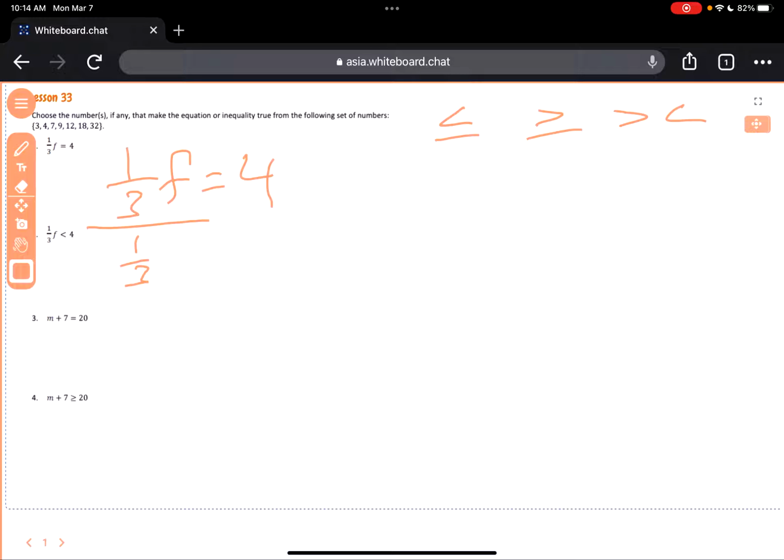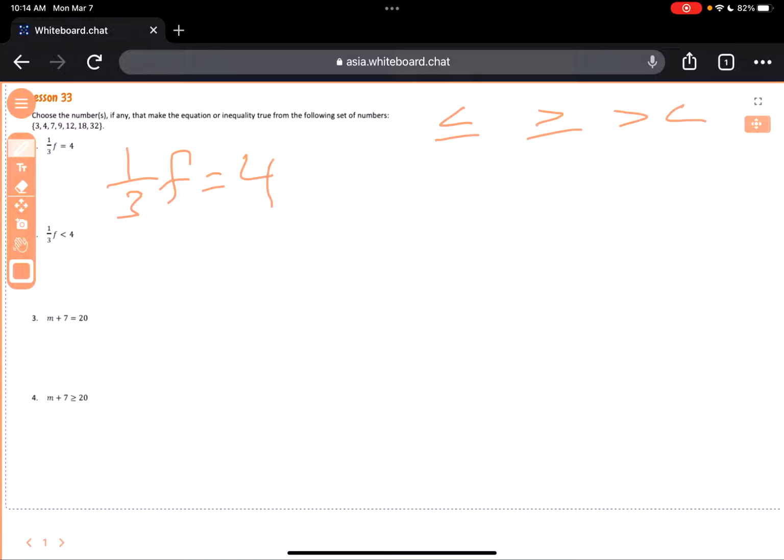We got to flip it. Keep, change, flip, remember? Good job. So if we keep, change, flip, instead of dividing by 1/3, we want to multiply by 3. Let me show you. This is the trick you need to know.